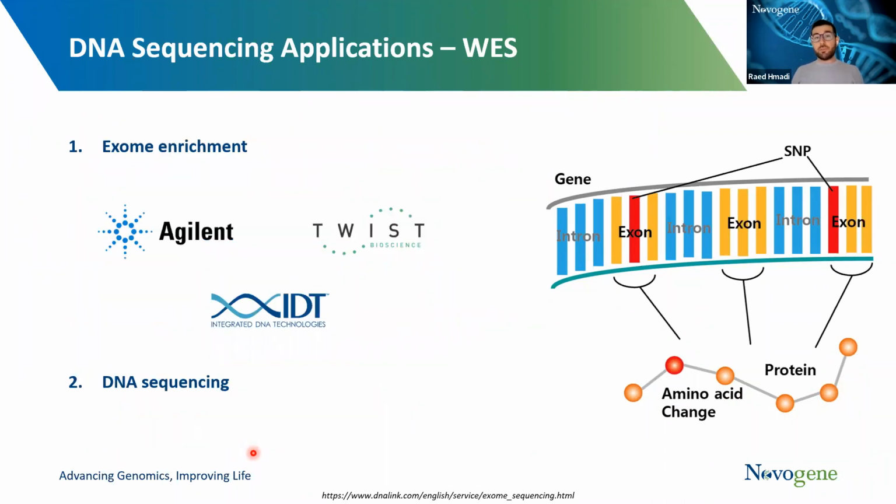For every whole exome sequencing experiment, there are two main steps. The first one is called exome enrichment, where we use commercially available kits, such as those provided by Agilent, Twist, or IDT, in order to enrich for the exome within the sample that we are studying. Following exome enrichment, we proceed with DNA sequencing using Illumina as a sequencing kit.